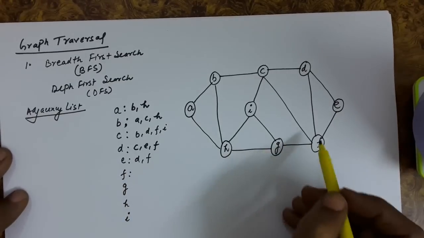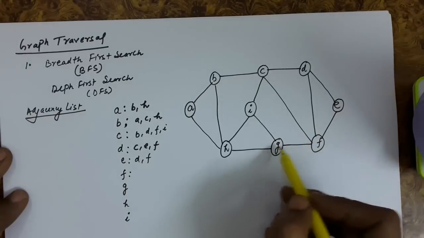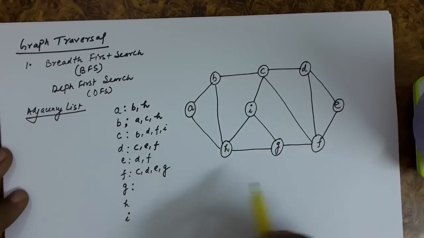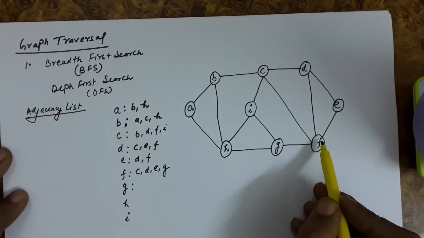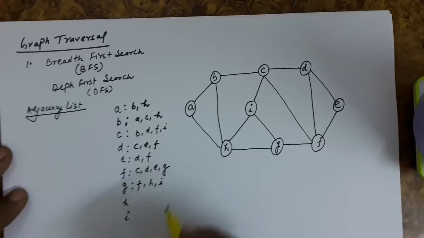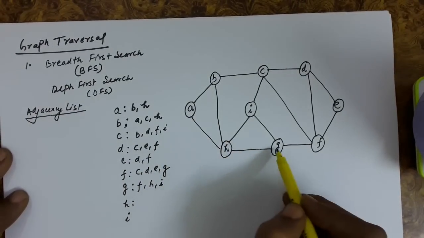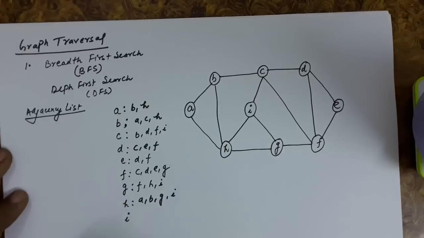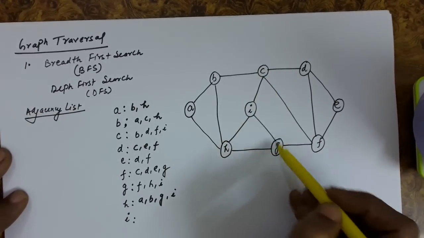From F we have the connections C, D, E and G. From G we have the connections F, H and I. From H we have the connections A, B, G and I. From I we have the connections C, G and H.